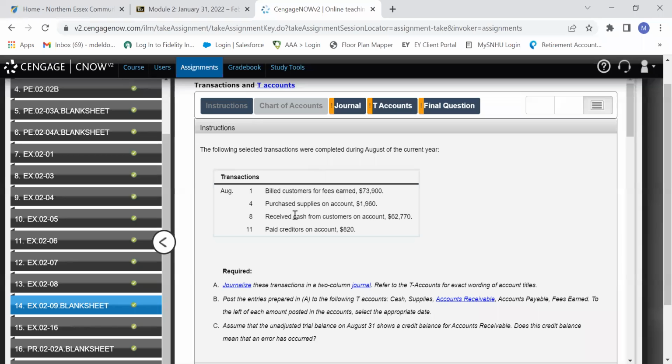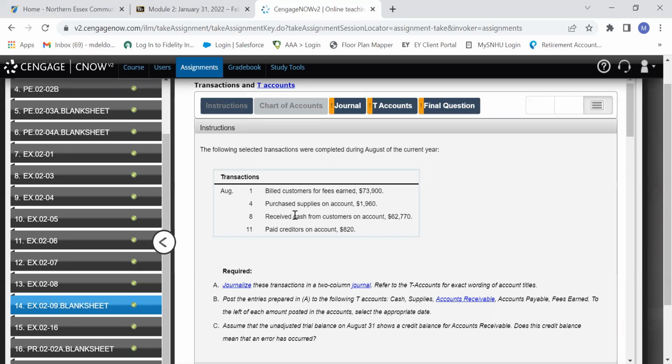On August 4th, we purchased supplies on account. We talked about supplies in class a little bit, but whenever we purchase supplies, it's an asset, right? So supplies are an asset on the balance sheet. So when we buy those supplies, we're going to increase an asset, which is supplies.